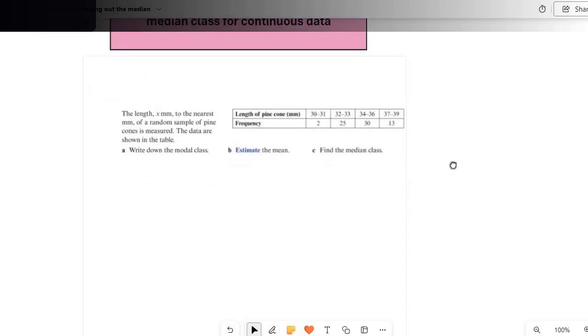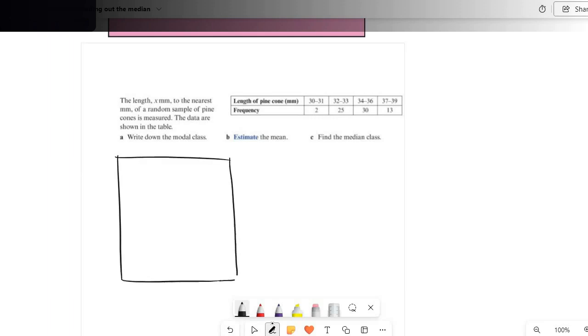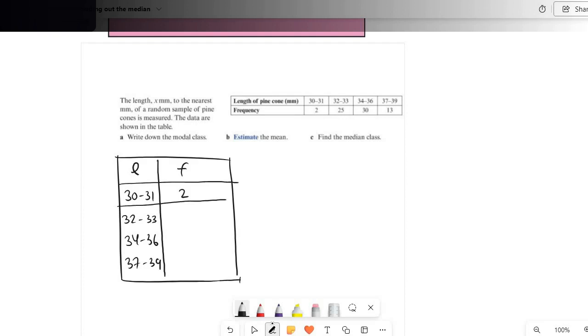So before we try to solve this, let us establish some facts about the tables. If I draw another table to represent the data vertically, this is going to be the length in millimeters and this is going to be the frequency. For the first one, we have 30 to 31, then we have 32 to 33. Similarly, we have 34 to 36, and then 37 to 39. The corresponding frequencies are 2, 25, 30, and 13 respectively.